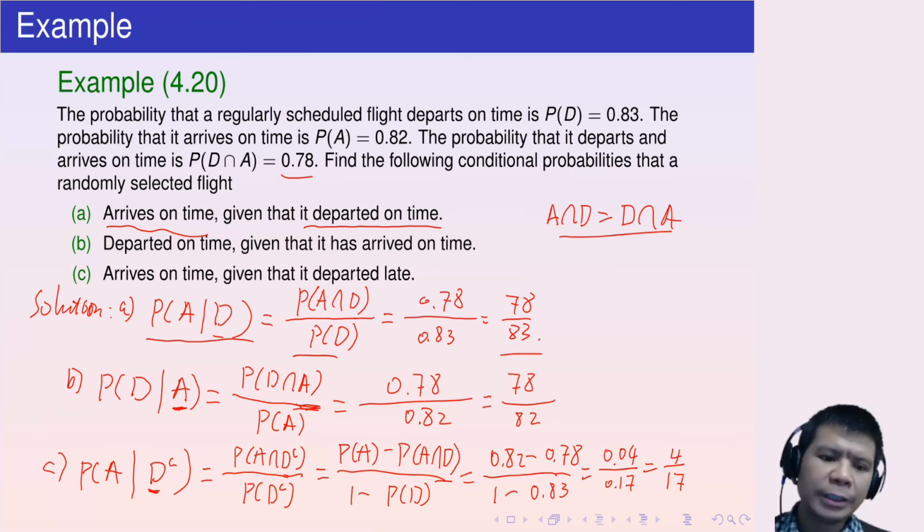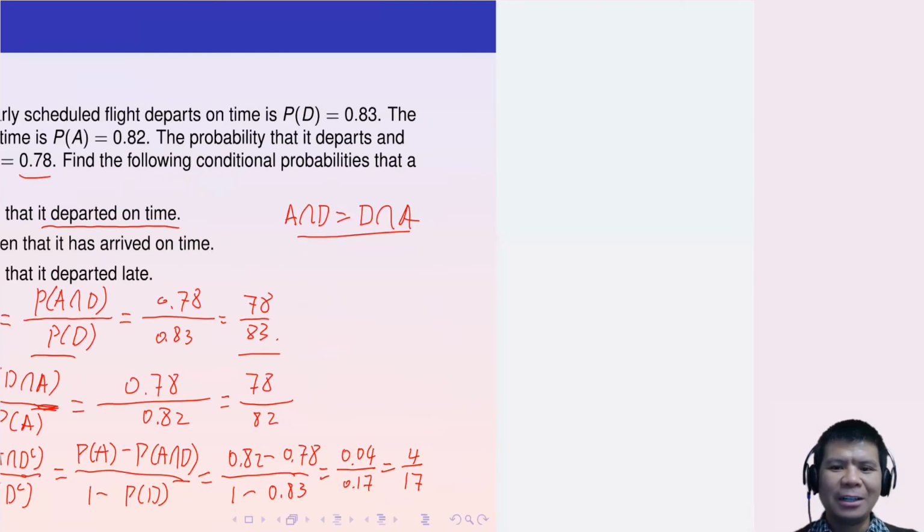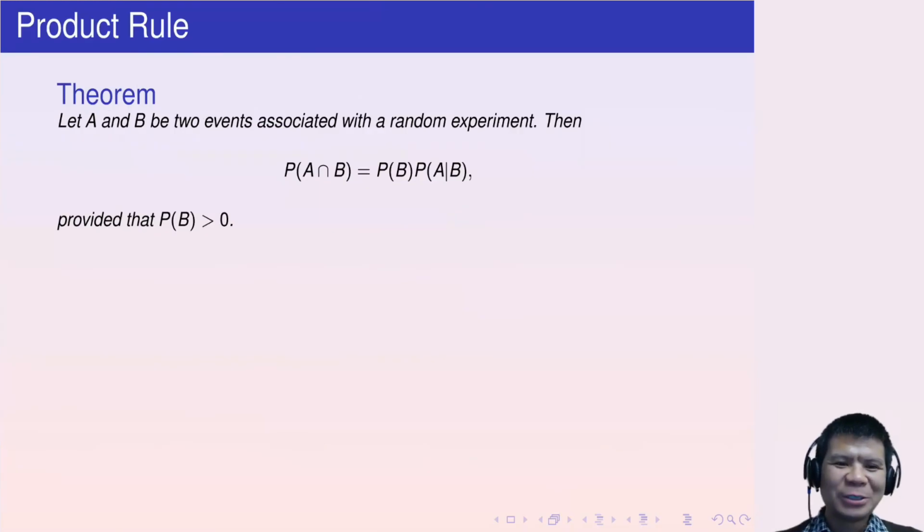All right, so very good. That's this conditional probability. You need to be really careful about which is the event of interest and which is the event that serves as a condition. When you have those two events, then you can use the definition to find the conditional probabilities. Now let's move on to a very important rule called the product rule.